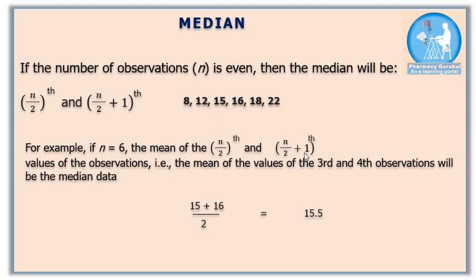And next, n by 2 plus 1. n by 2 is equal to 3, 3 plus 1 equal to 4. Afterward you have to pick the fourth value, and here the fourth value is 16. Later on you have to find the average of the third and fourth values, and that is 15.5.